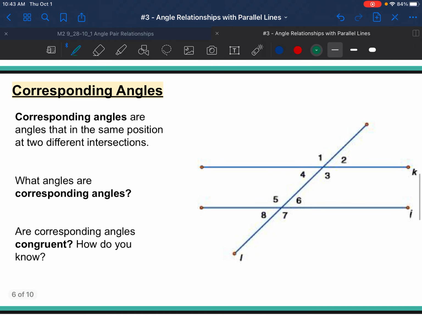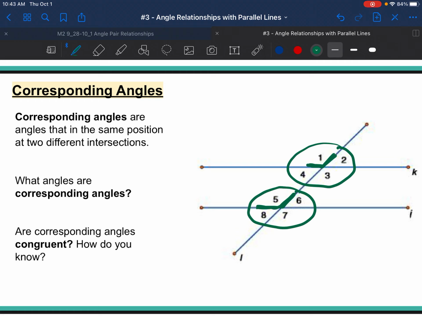So we're going to focus specifically on corresponding angles. Corresponding angles are two angles that are in the same position at different intersections. So I have like intersection 1 here and intersection 2 here. So if I'm looking at that angle number 1, I want to think what is in the same position. And that would be angle number 5. So this is a translation. They are congruent and they're corresponding angles.